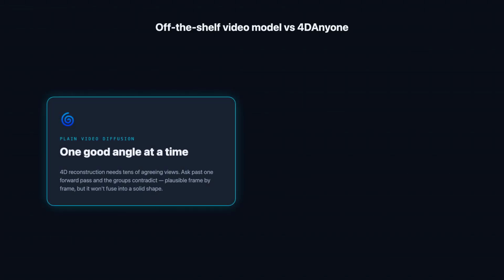Now, why did nobody just do this with an off-the-shelf video model? Put the naive way against 4DAnyone. A plain camera-controlled video diffusion model can dream up one convincing new angle at a time. But 4D reconstruction needs tens of views that all agree, and once you ask for more than a single pass can hold, the model splits them into groups and the groups start to contradict. The result looks plausible frame by frame but won't fuse into a solid shape.